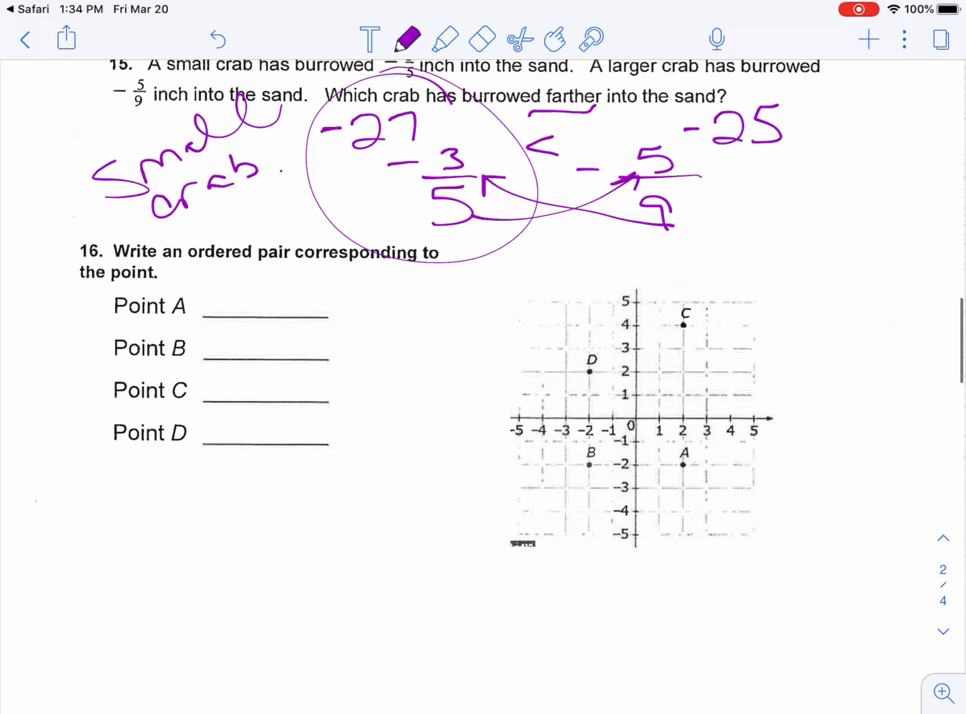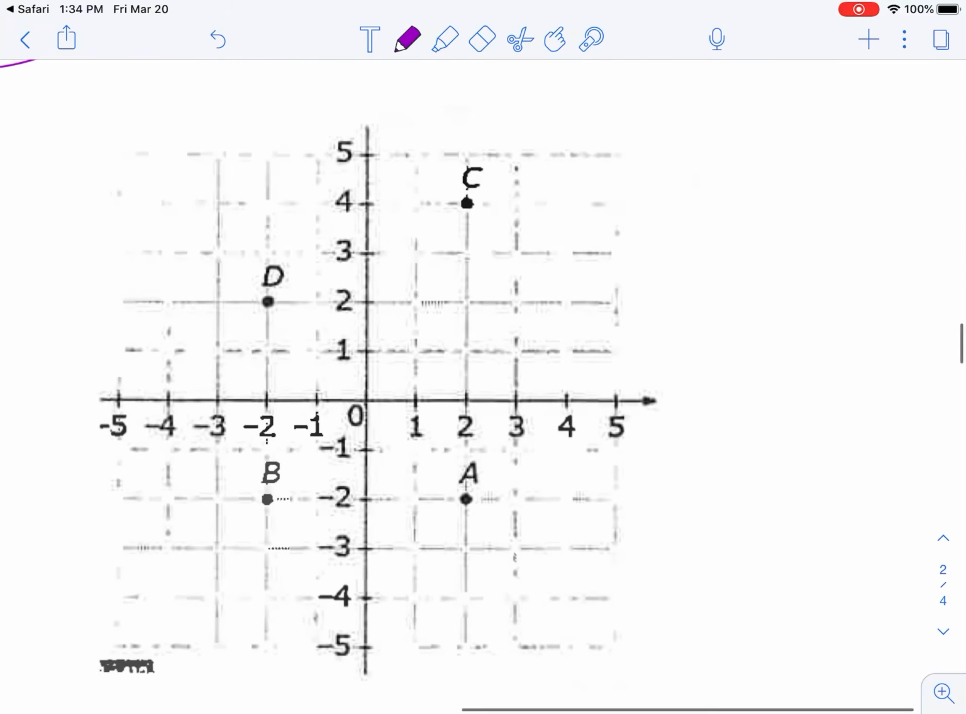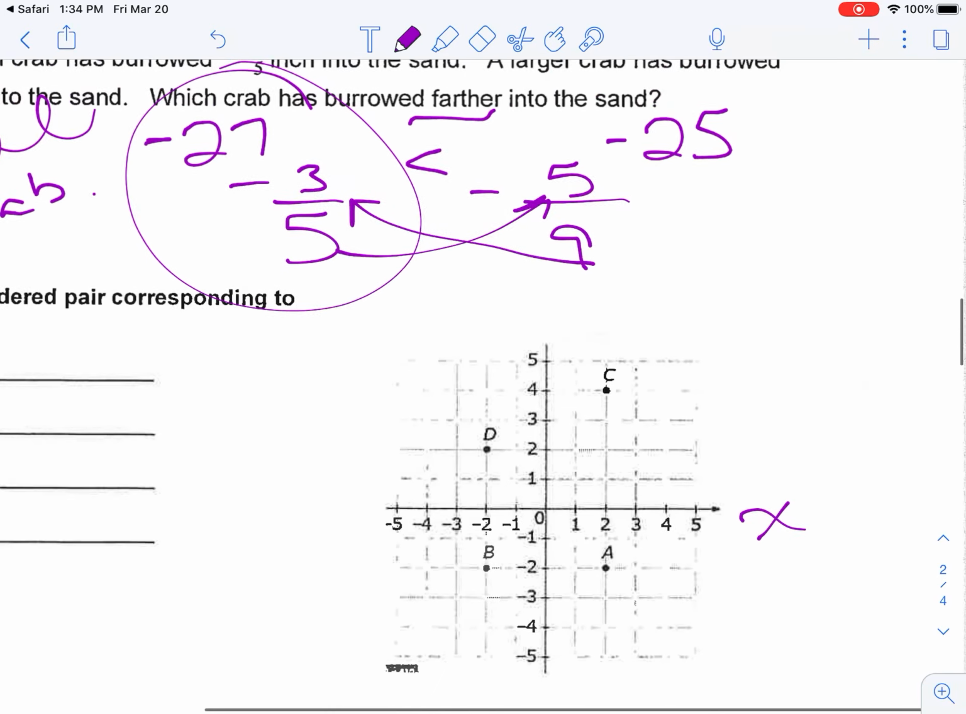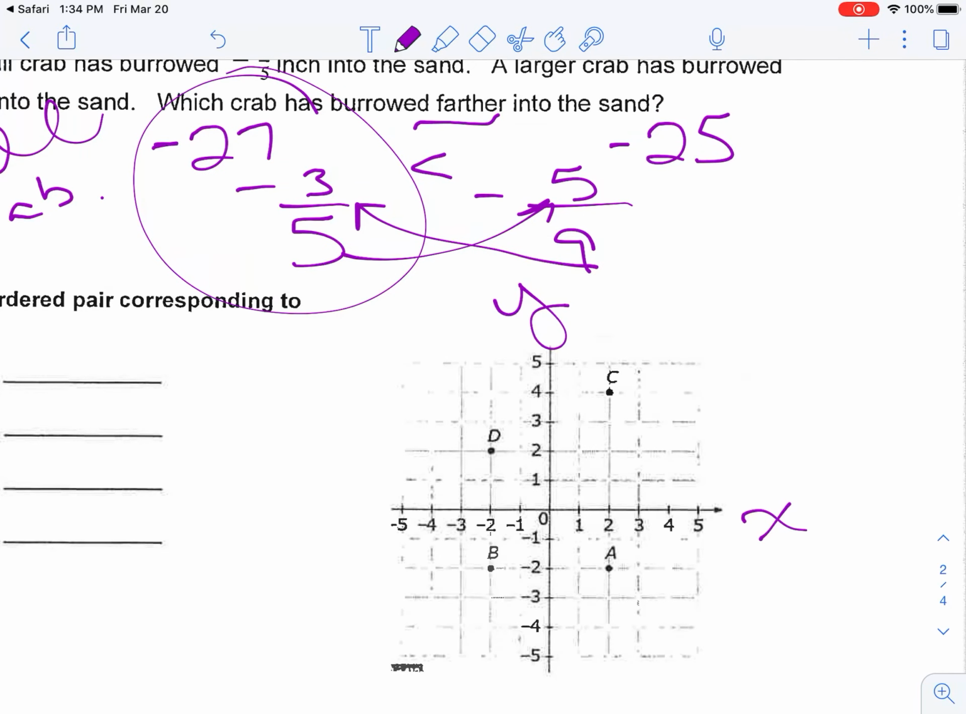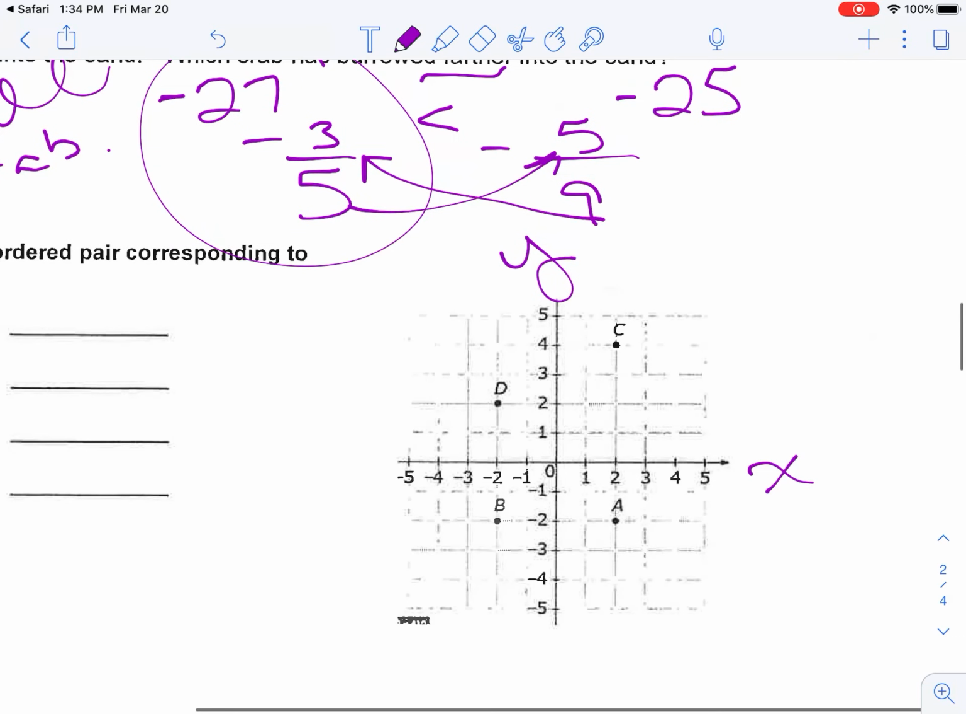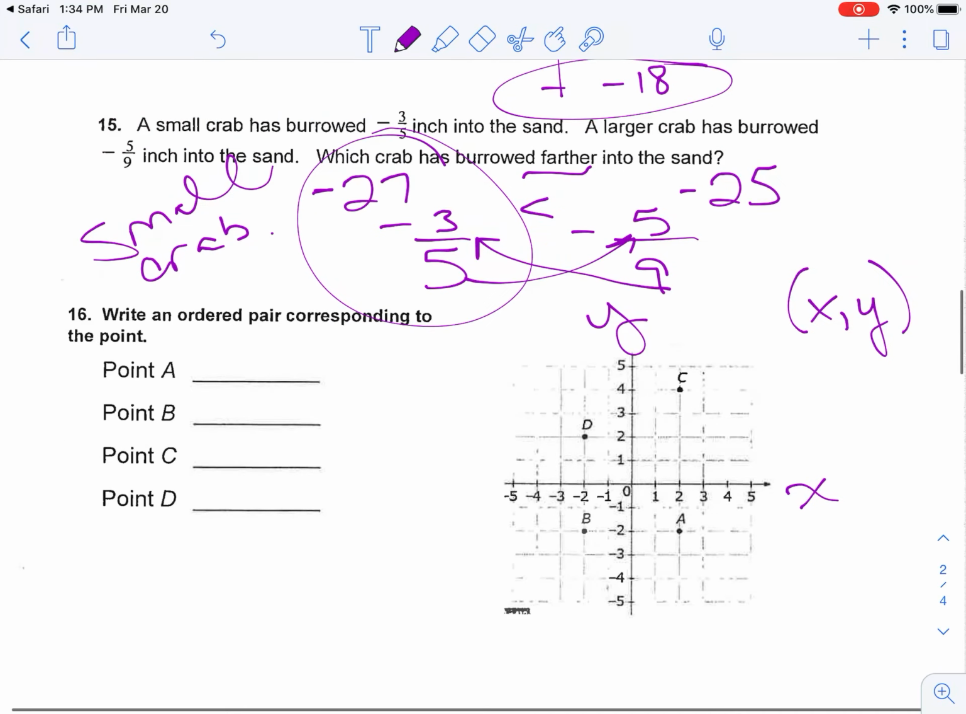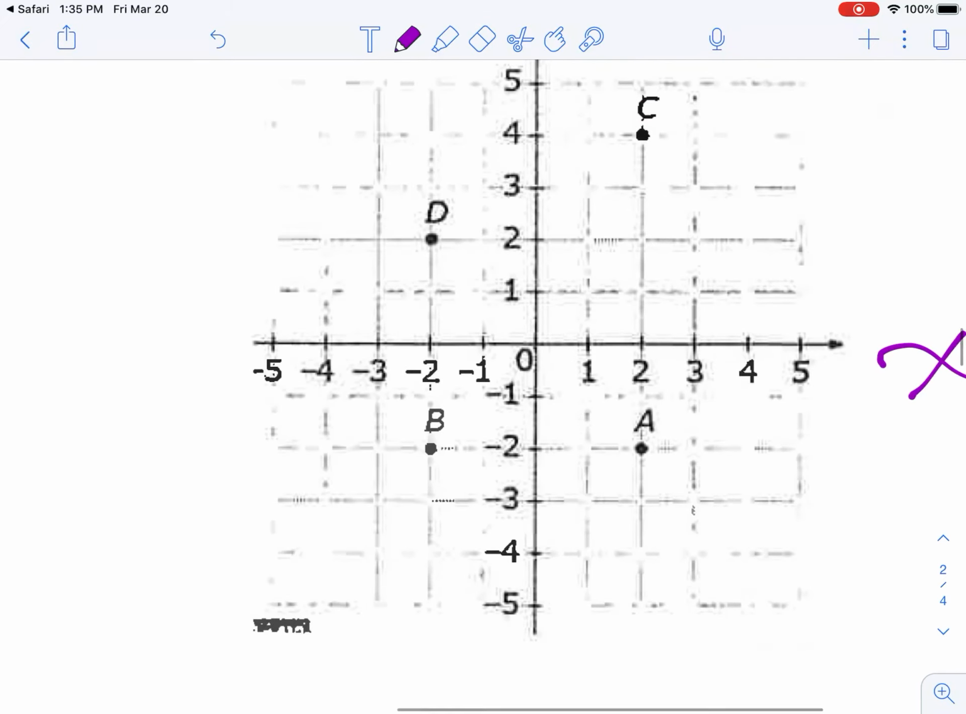Okay. Write an ordered pair corresponding to the points. Some of you had some problems when we did our review earlier this week. Remember that you always travel on your X axis first, your Y axis second. Remember your alphabet: X comes before Y, X, Y, Z. So we're always going to go left and right first, and then we're always going to go up and down second.